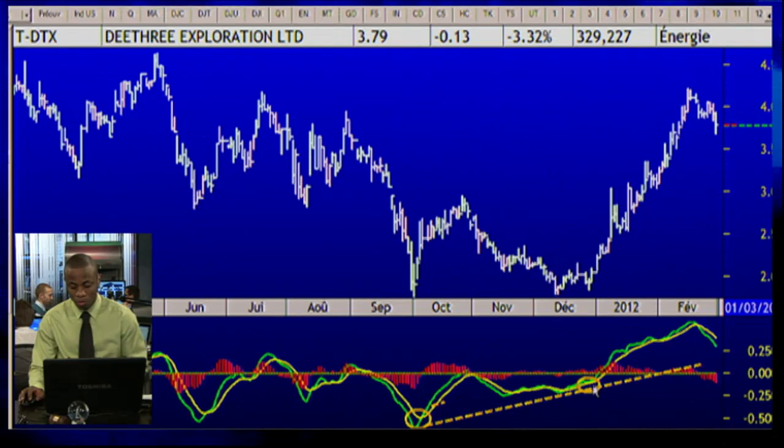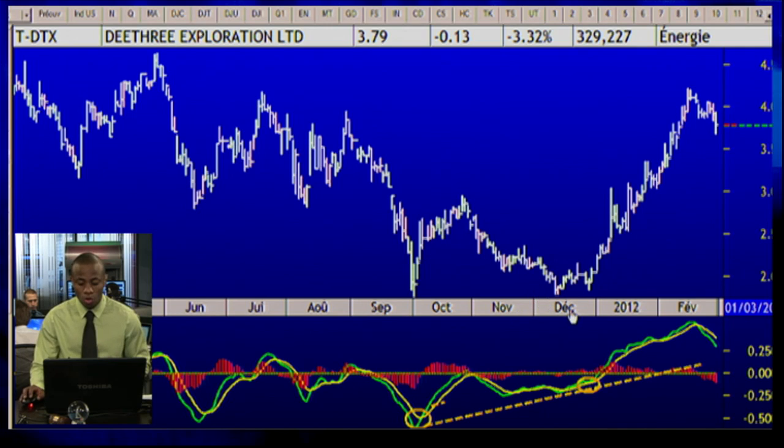An upward divergence is this, what I'm showing you right now. You see here in the month of September, the stock made a bottom and the MACD, the yellow line and the red line, crossed each other and started to head up. So that means that we had a moment to buy the stock. And as you can see here, ever since the yellow line and the green line started to go up, the stock totally rose. So that was an entry point on D3 exploration.